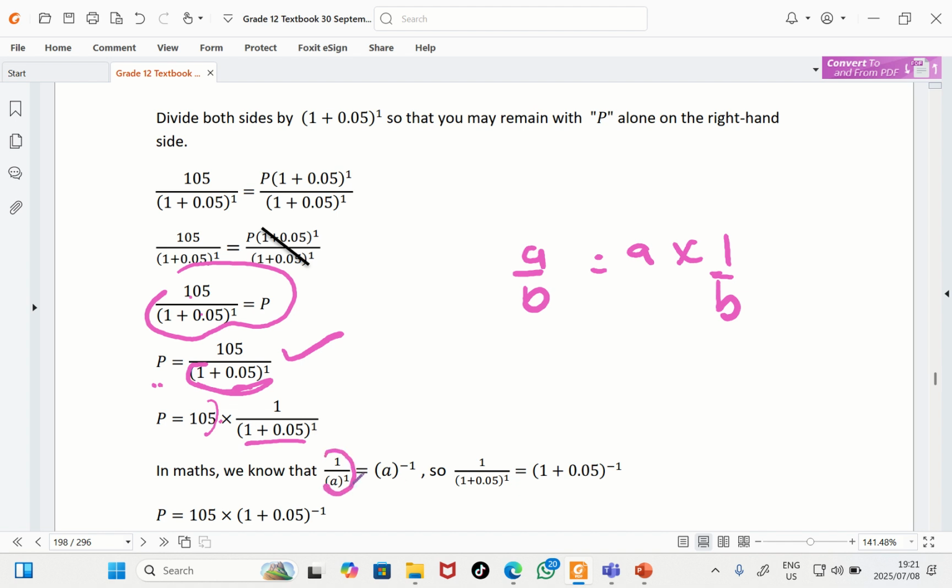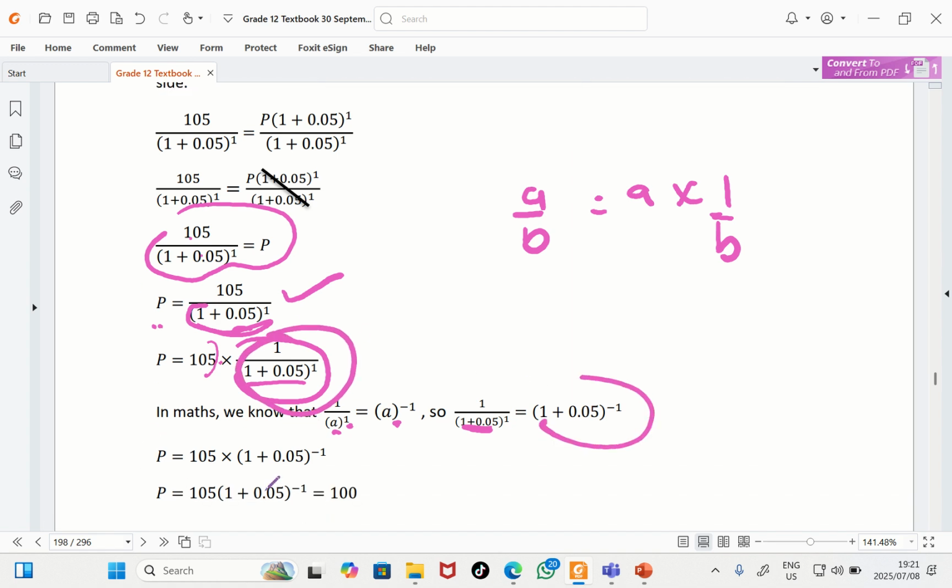Look, this is equal to that. So I'm going to apply that here. Remember, 1 over a number to the power 1 is the same as that number to the power minus 1. So I'm going to apply this law of exponents on this. So here's my A. Then I'm going to go 1 plus 0.05 to the power minus 1. So then therefore I could replace this with that. So that's how I got that. Are we happy?